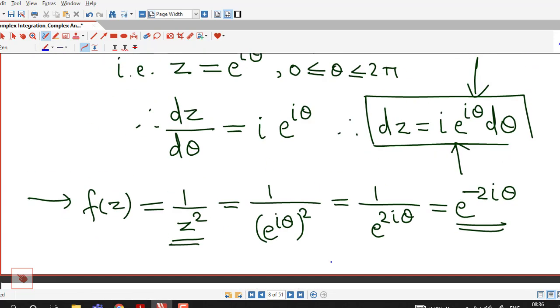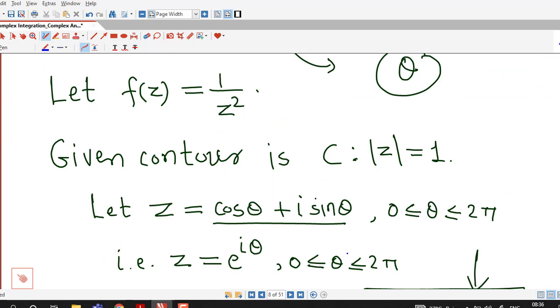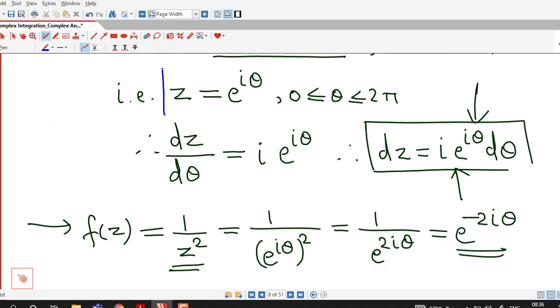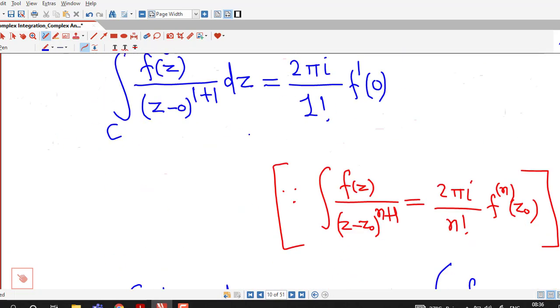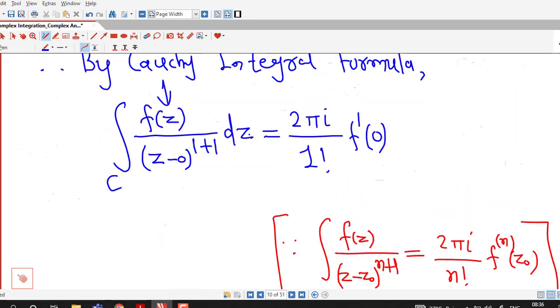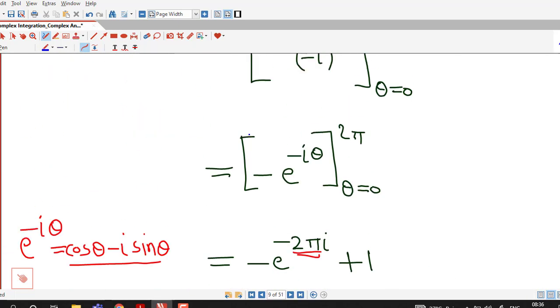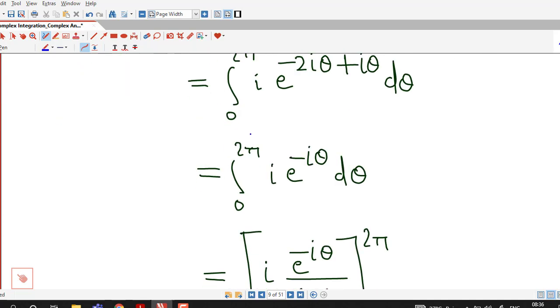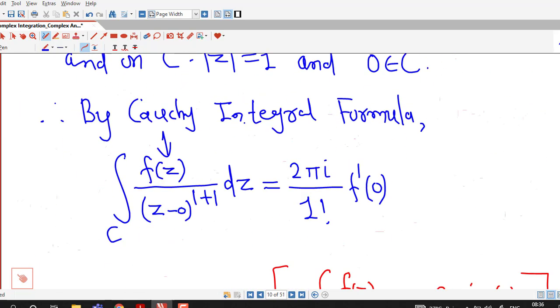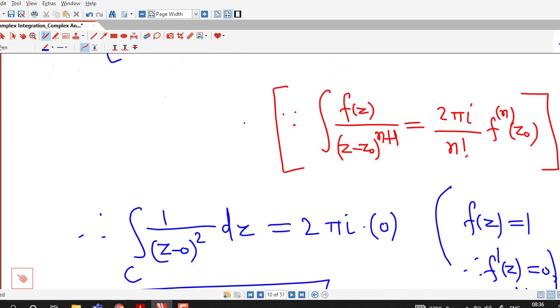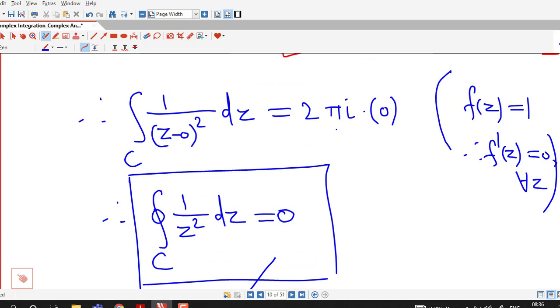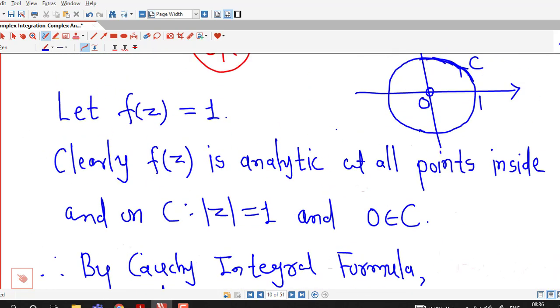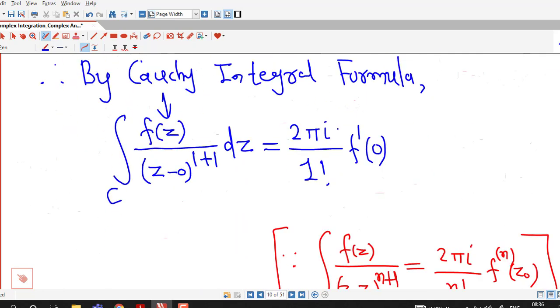Either you can use the definition of contour integral, using the parametric representation z equal to e raised to i theta, or you can use this Cauchy integral formula. Both ways are correct. You will get full marks either way. But if it is specified to prove that this is equal to 0 by Cauchy integral formula, then in that case you must use Cauchy integral formula. If it is not specified, then you can use either the parametric representation or Cauchy integral formula.